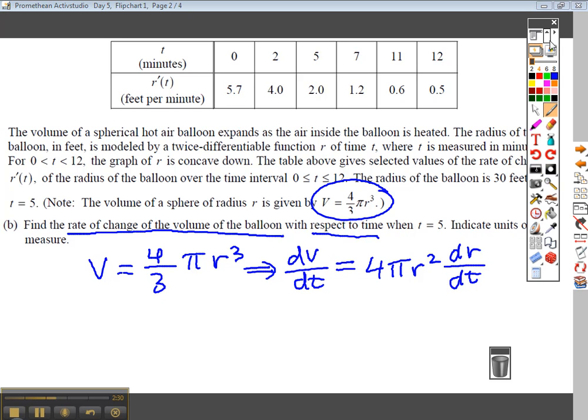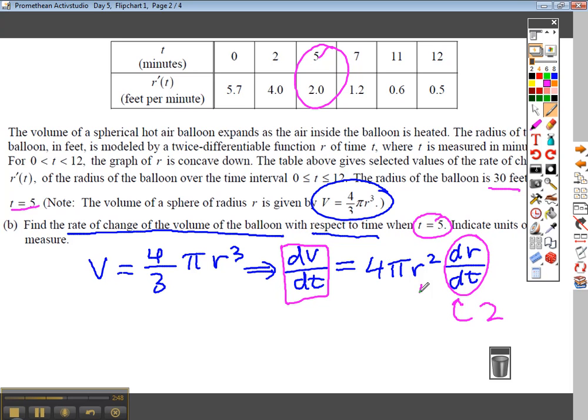The next part says find the rate of change of the volume. So I'm looking for dV/dt. I need to know r and dr/dt. This is all occurring at t equals 5. I know dr/dt at 5. dr/dt at 5 is 2. So I can plug in 2. And I also know the radius. The radius is 30 feet at t equals 5. So I can plug in 30, square it, plug it all in, and you'll get dV/dt.